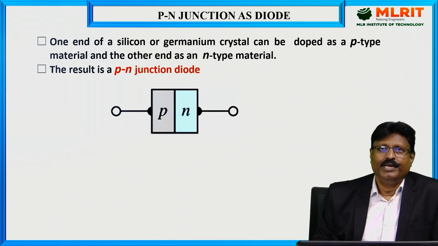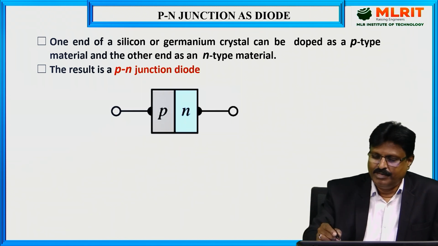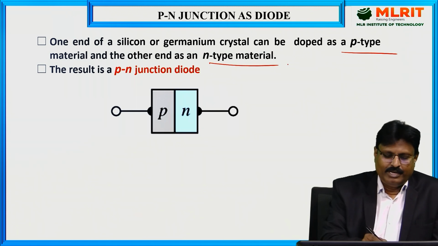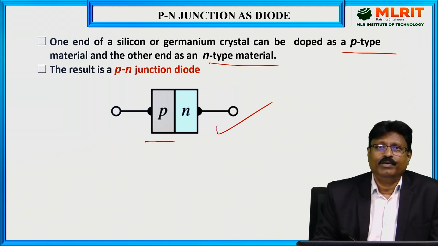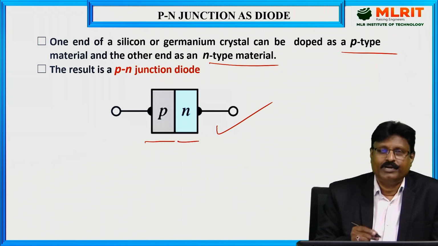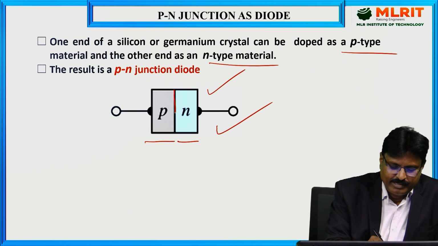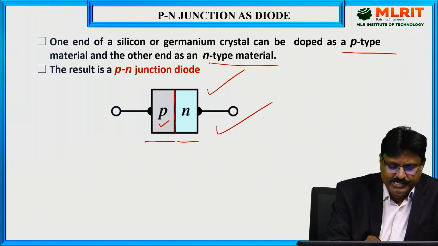So whenever you take any silicon material, let it be silicon or a germanium material, whenever you dope one end of silicon with P-type material and the other end with N-type material, as you can see here, a PN junction diode is formed like this. This part I am doping with P-type material and this part I am doping with N-type material. Together, a PN junction diode is formed. And this particular region is called a junction. The junction is separating both the P region and N region.